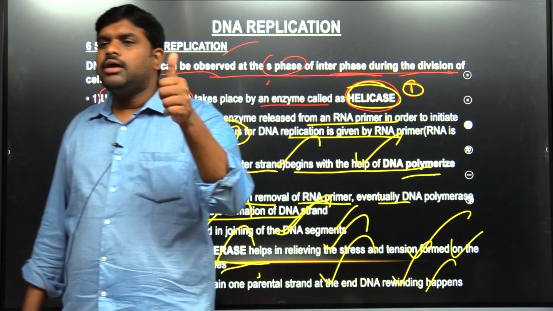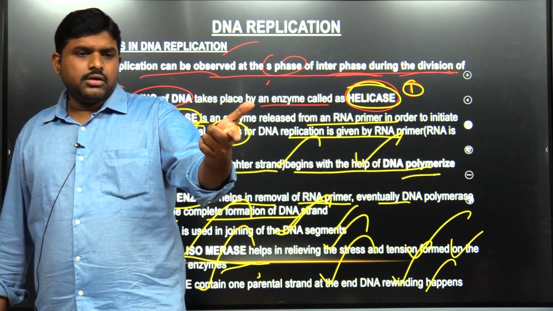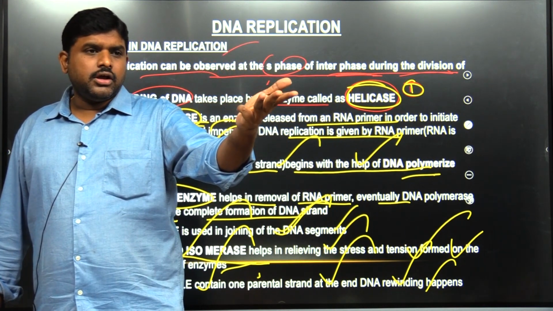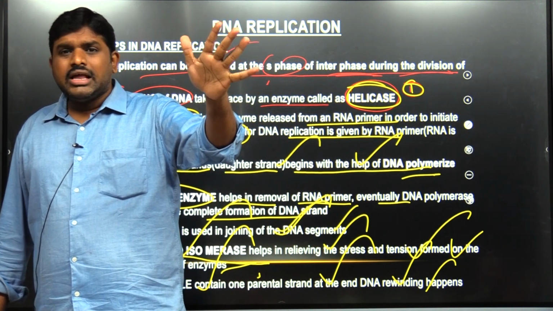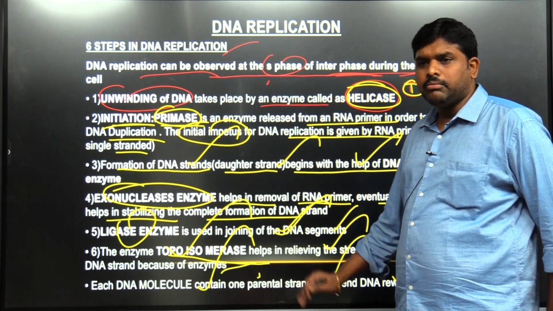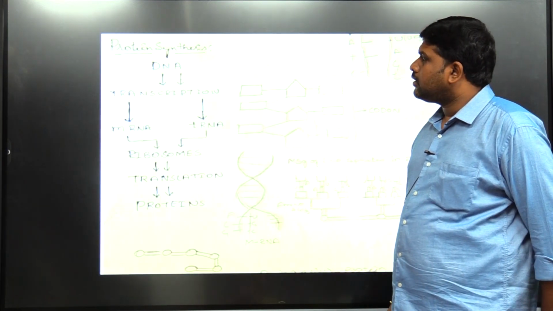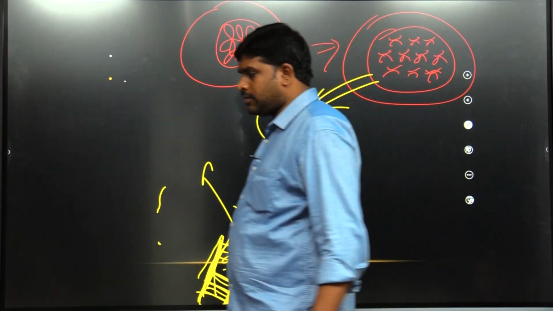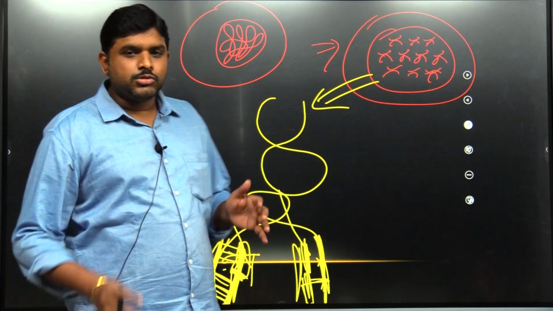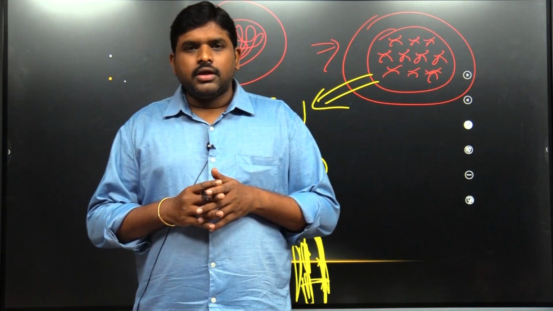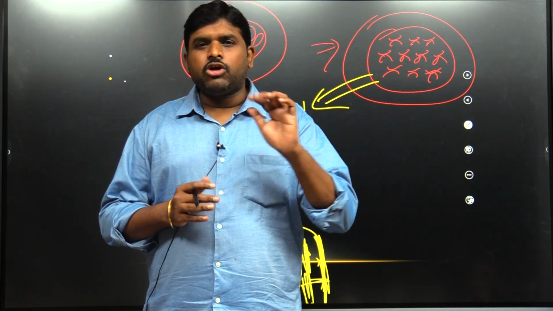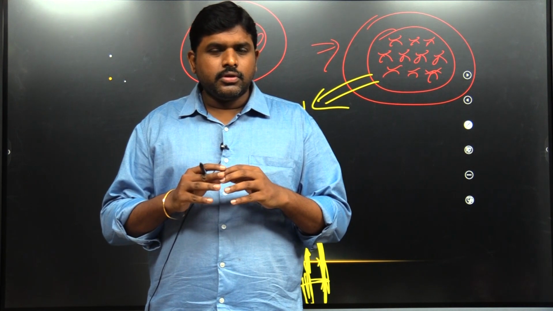What are the enzymes? Number 1, helicase, primase, DNA polymerase, exonuclease, ligase, topoisomerase. This is about it. If I tell more, you will get confused. So today, you read it. Try to spend time on it. Watch the recorded video, don't open any YouTube video.